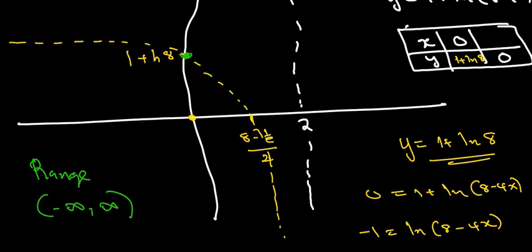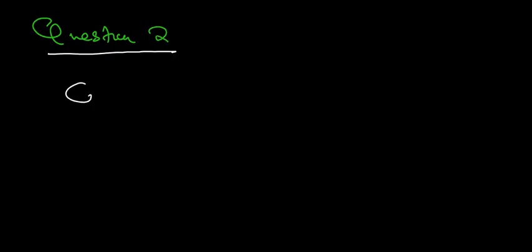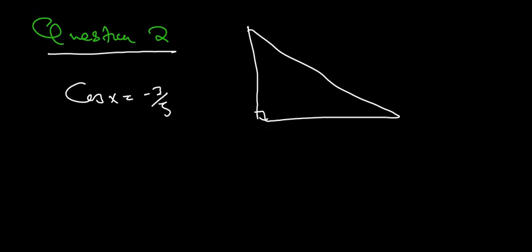This is question 2. So question 2, they're saying cos x is equal to negative 3 over 5. You make a triangle for this guy. Cos is adjacent over hypotenuse, right? And remember, the hypotenuse is always going to be positive, because it's always the longest side.